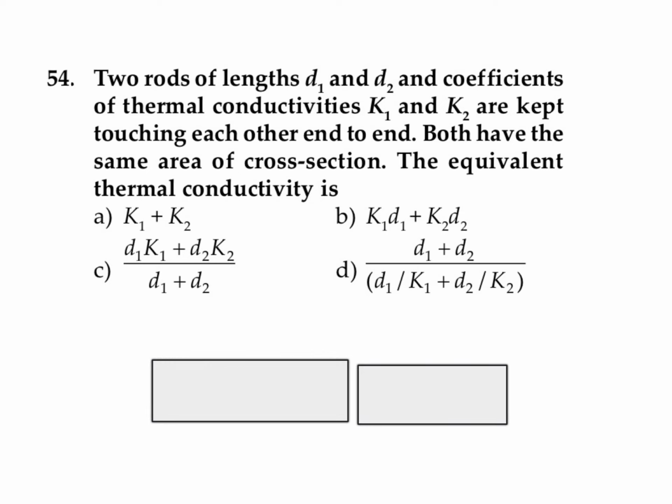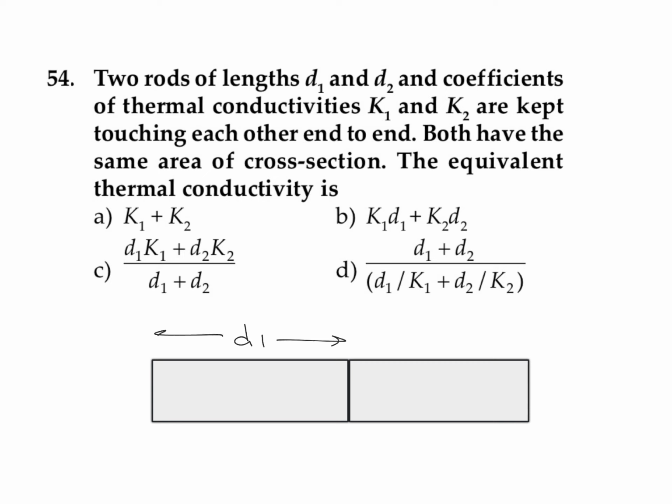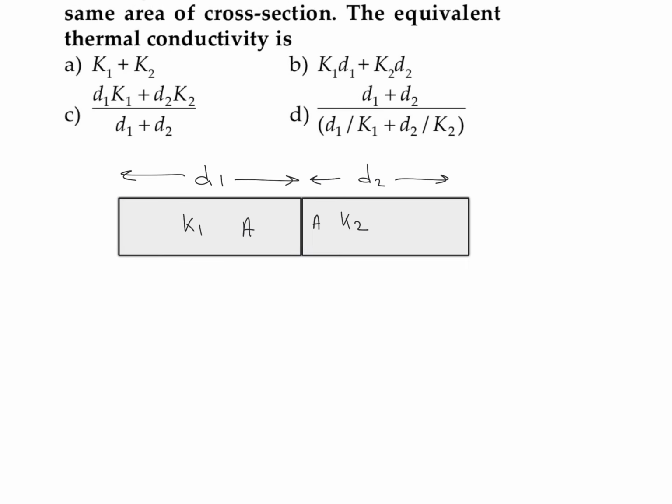We can just consider that their cross-sectional area is the same, and the length of this one is given as d1, and the length of another one is given as d2, and coefficient of thermal conductivity k1 and k2. Both have the same area of cross section, A. We are to find out the value of the equivalent thermal conductivity.